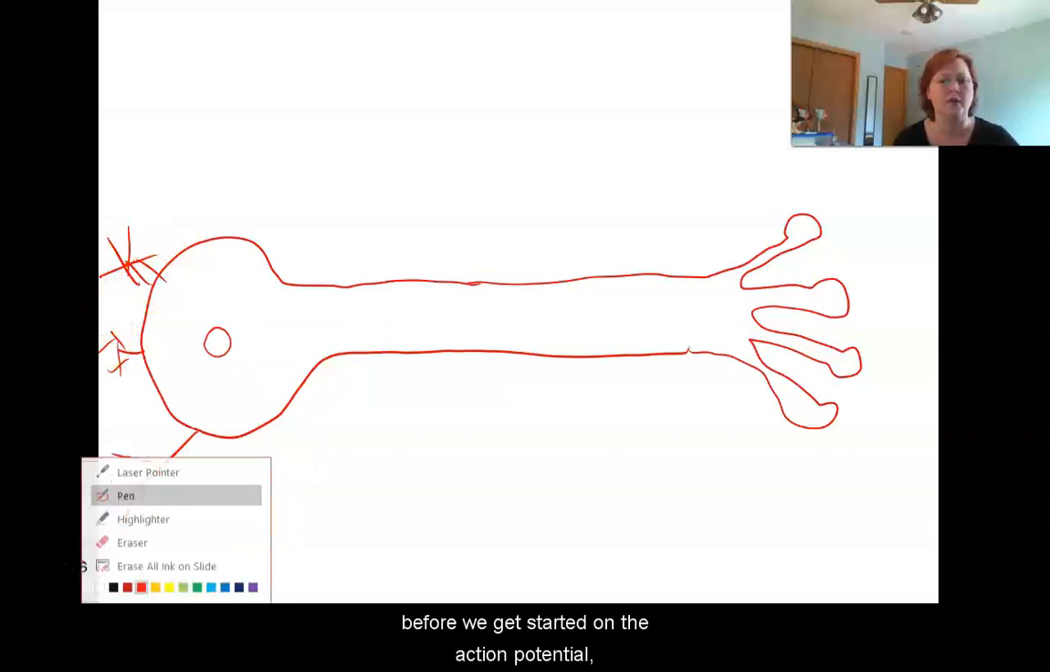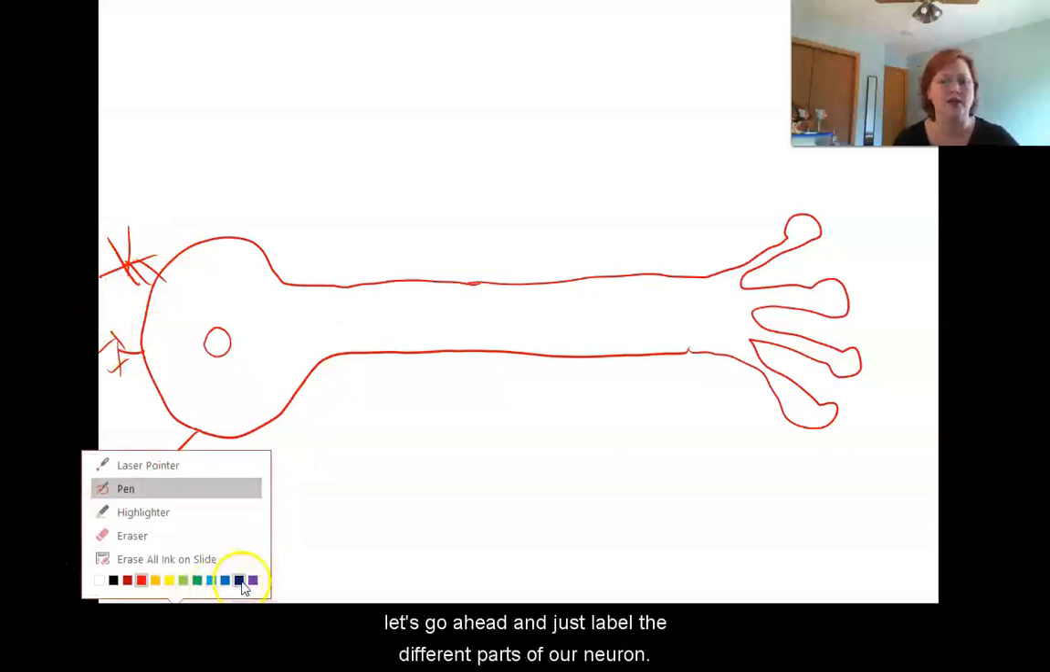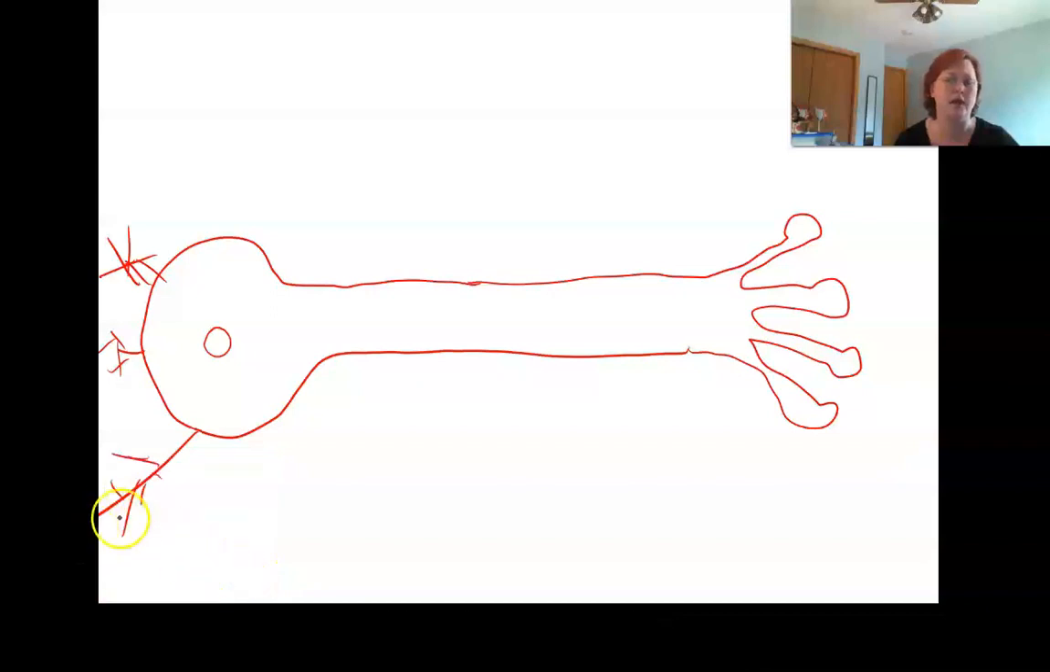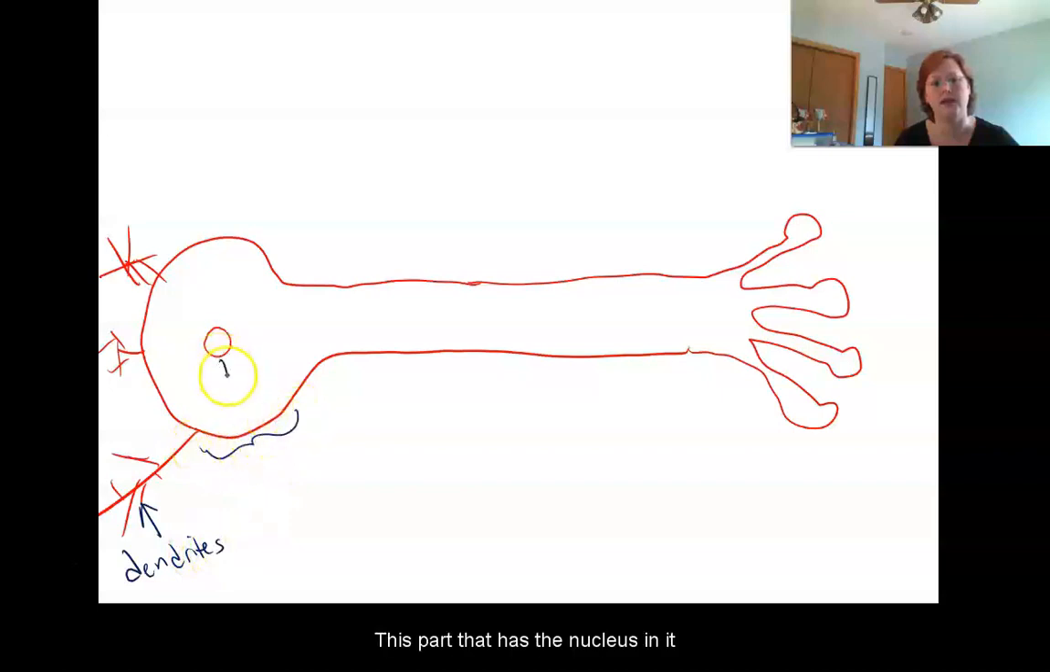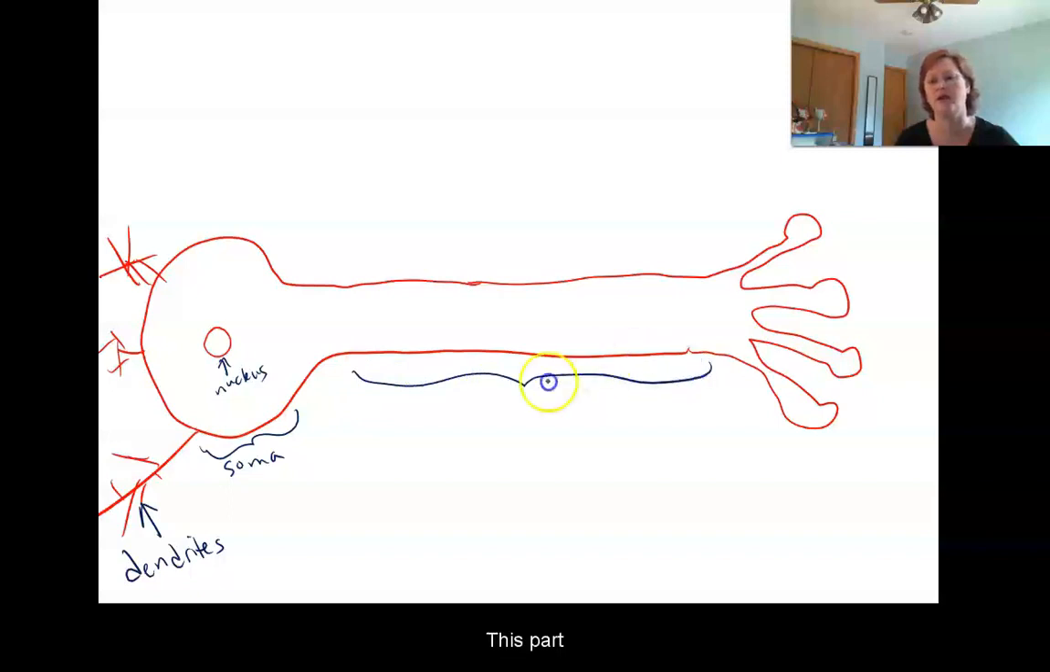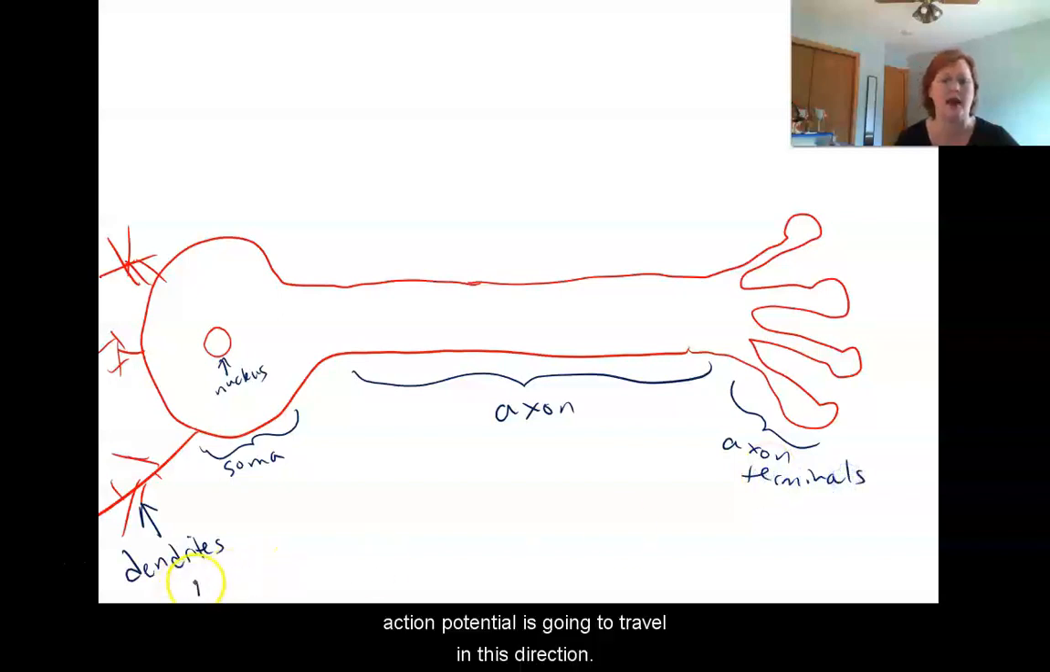So then, before we get started on the action potential, let's go ahead and just label the different parts of our neuron. So these structures sticking out of this end are the dendrites. This part that has the nucleus in it is the soma, or cell body. This part is my axon, and then these are my axon terminals. And my action potential is going to travel in this direction.